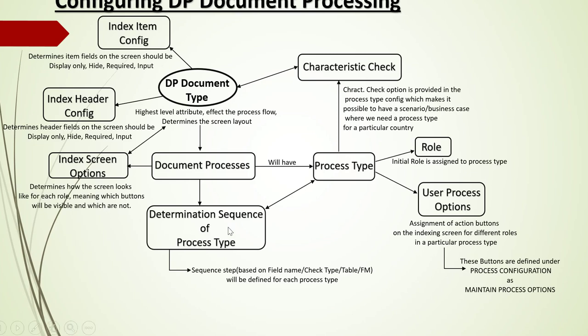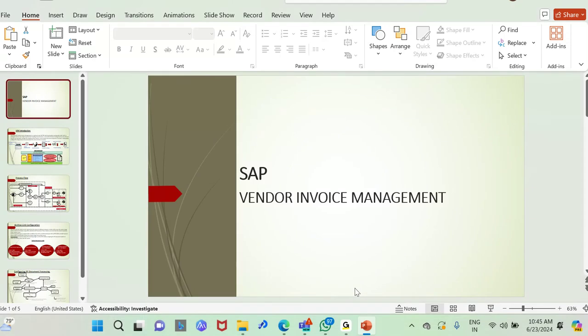Coming to the determination of the sequence of the process types, it is based on the field name, a check type, a table, or an FM. So we have multiple options to achieve this, and based on the business requirement we can achieve it. It will be defined for each process type. This is all about Vim.